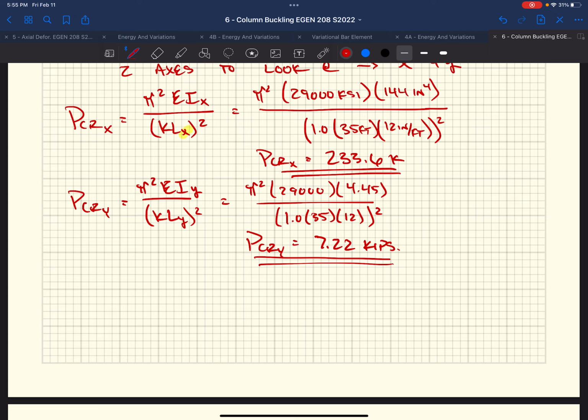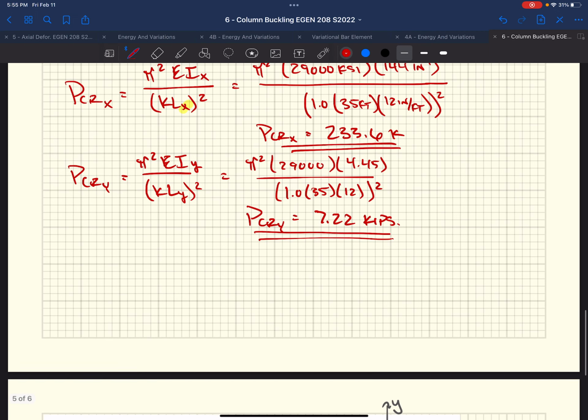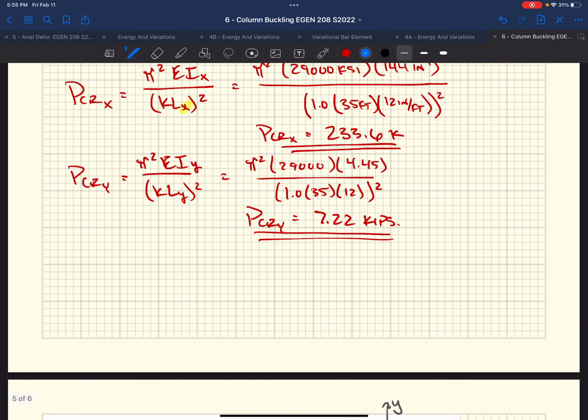So remember, our total capacity is 2 times the channel capacity. Well, if we started loading this up at 0 kips and incrementally increased it, we're going to hit 7.22 kips before 233 kips. And so we're going to say P critical total equals 2 times 7.22 kips, or 14.4 kips. Still a pretty significant amount of weight, right?